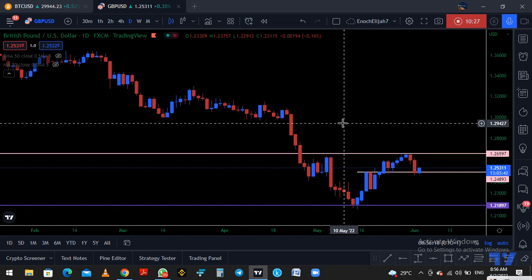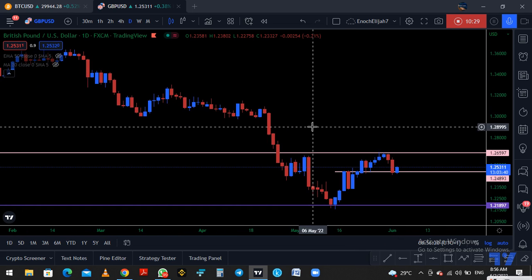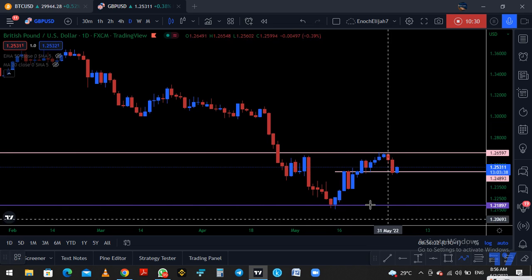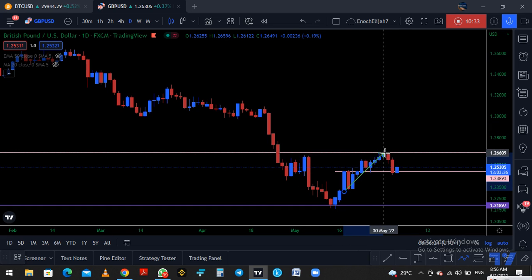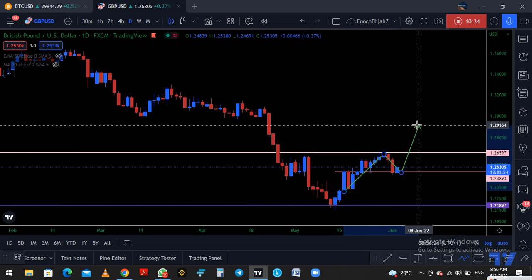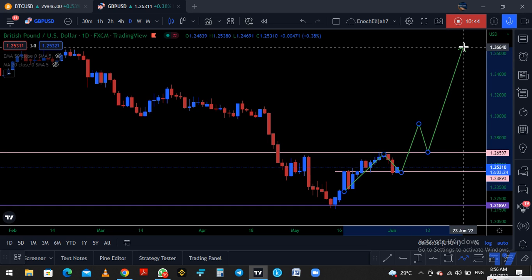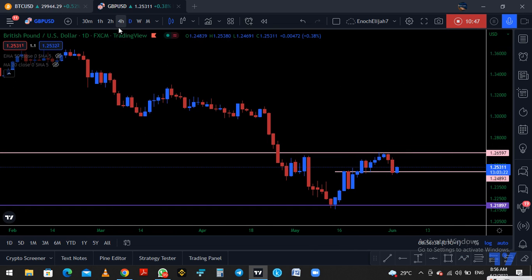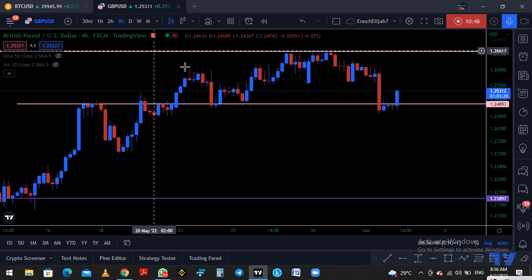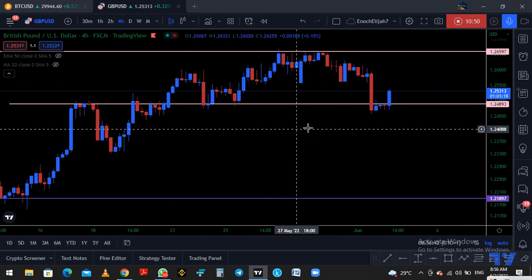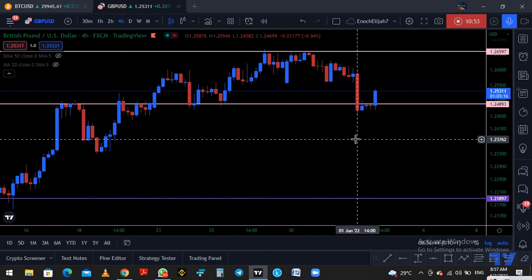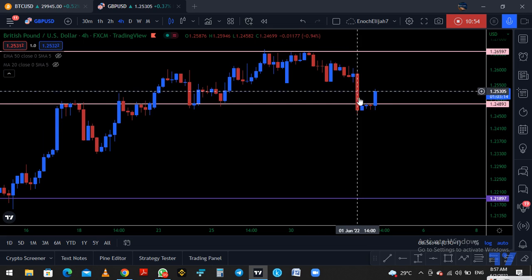Now for a swing trade, if I want to take a swing on daily, where will I be buying from? I'll wait for a breakout of this zone like this and a retest of this key zone. Then I'll take my buy here with the bullish candle and then take the buy up. Or I take my buy on the 4 hours. Now, this is a strong support zone, and we're seeing a bullish price action right here.